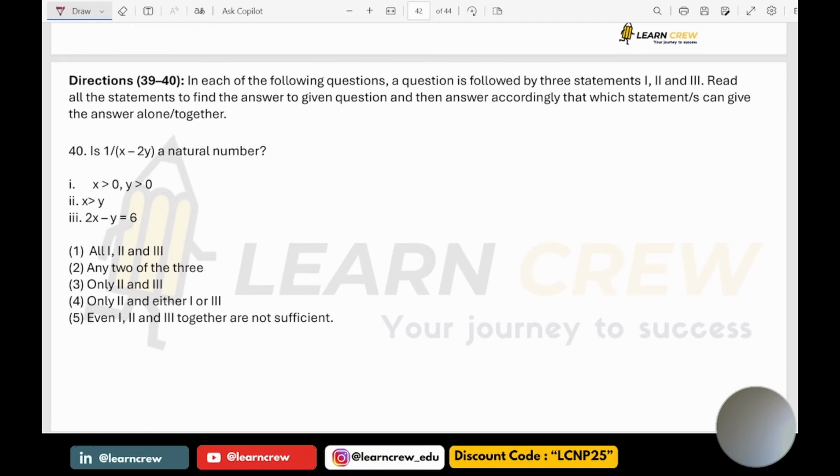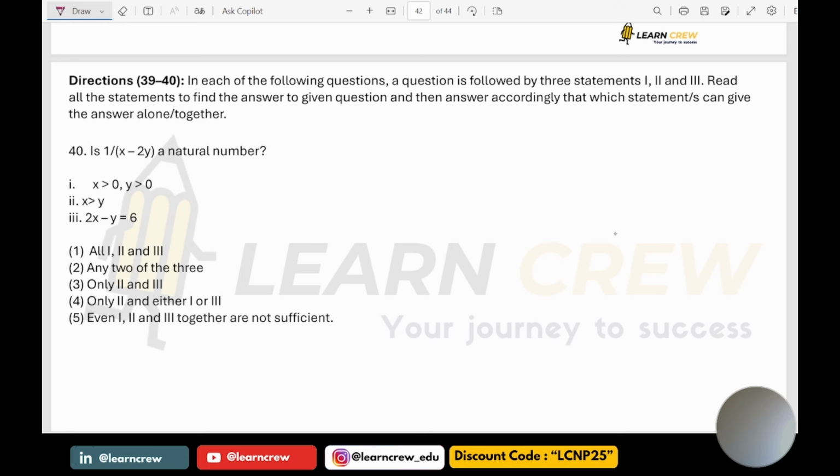Next, the last question for the previous paper. So is 1 by x minus 2y a natural number? X greater than 0, y greater than 0. Second one, x greater than y. 2x minus y is equal to 6. Here, none of them, even in combination, is sufficient, because from all the three, x greater than 0, y greater than 0, x greater than y.